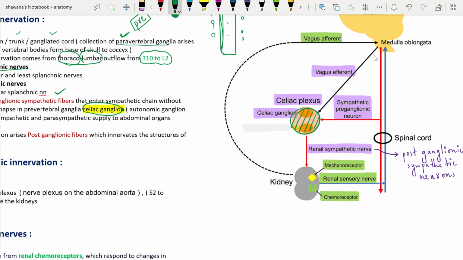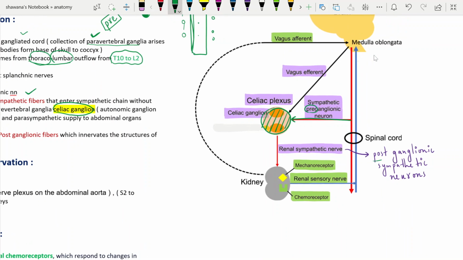So from the sympathetic chain come the sympathetic preganglionic neurons. Preganglionic means that it is located before the celiac ganglion, and from the celiac ganglion arise the postganglionic fibers. The postganglionic sympathetic neurons from the celiac ganglion go towards the kidney.